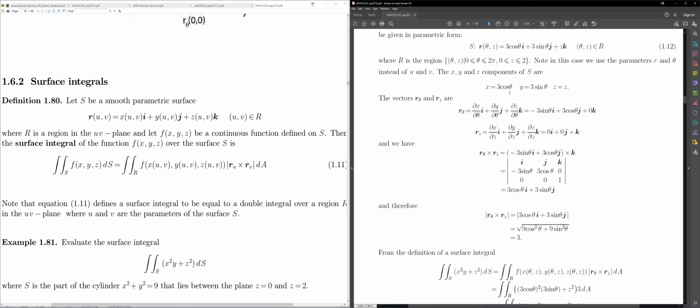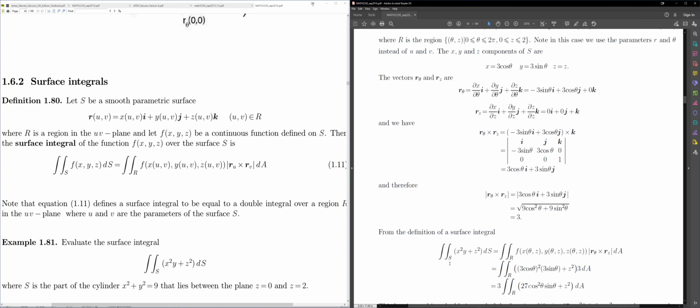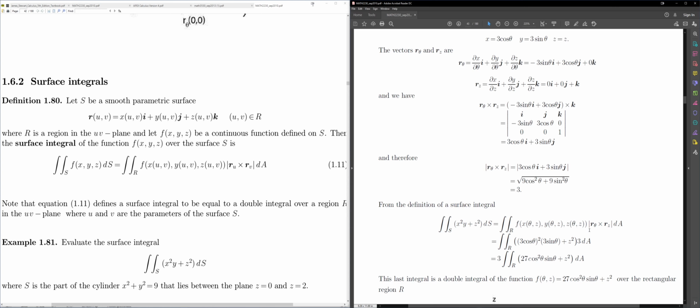So here, where I see the x, the y, and the z, they are replaced by the corresponding functions of the parametric surface. I replace the x by 3 cos theta. I replace the y by 3 sine theta. And the z is actually just equal to z, so the z just replaces itself. So notice I have (3 cos theta) squared, y is 3 sine theta, and then z squared. That is what this is saying over here.